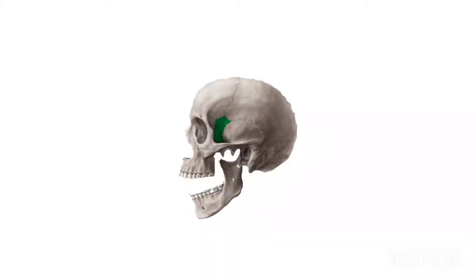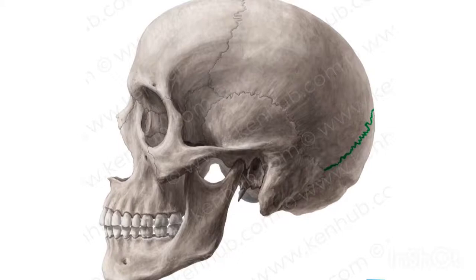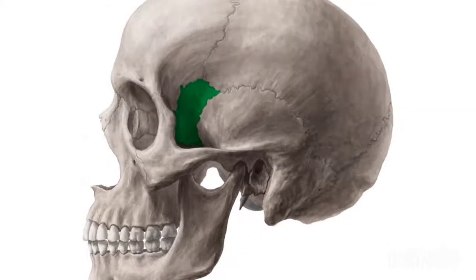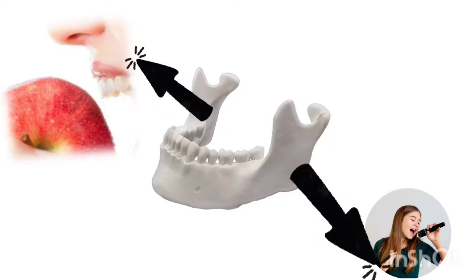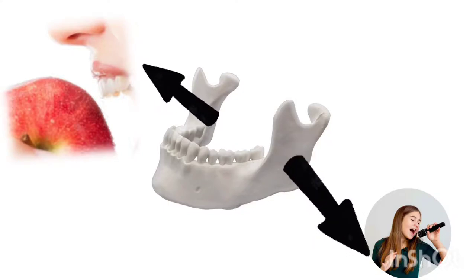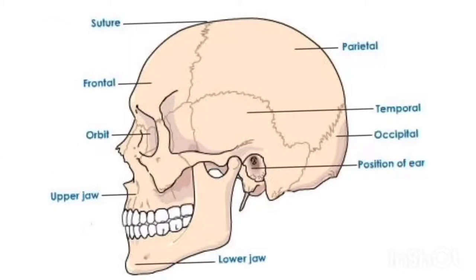The lower jaw alone is movable in the skull, okay? And no other parts are movable in the skull. If you eat, friends, if you open your mouth, the lower jaw will move up and down, but the upper jaw will not move like that. Right, friends? So the lower jaw helps us to speak and eat.